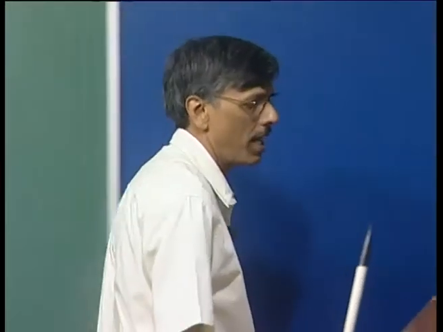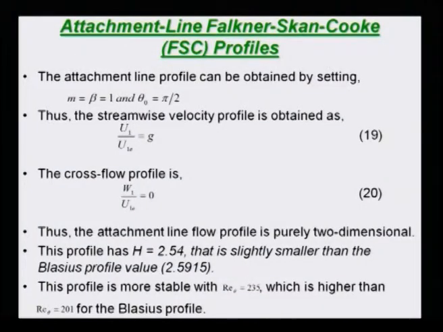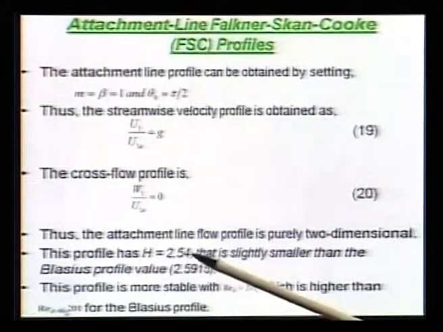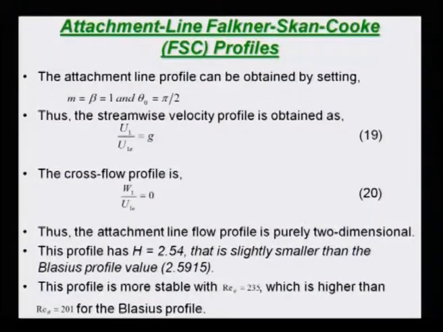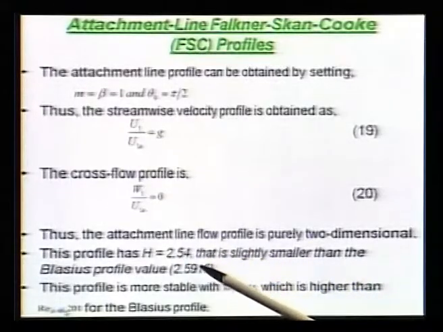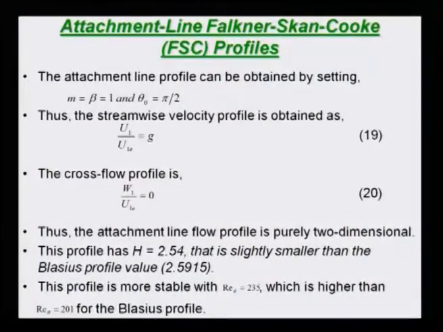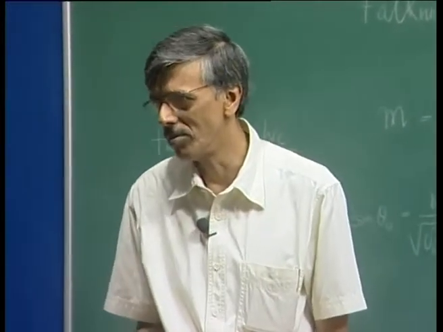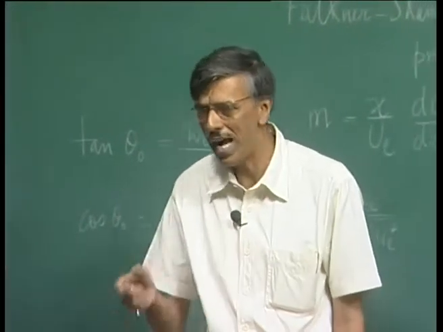Well, you see that this was what was established by Prandtl himself. So, we notice that this profile is purely two dimensional, and you can do a little bit of computations and then calculate the shape factor. The shape factor is 2.54, which is slightly smaller than the Blasius profile. So, that means what? Of course, it will be more stable. Smaller the value of H, more stable it is.